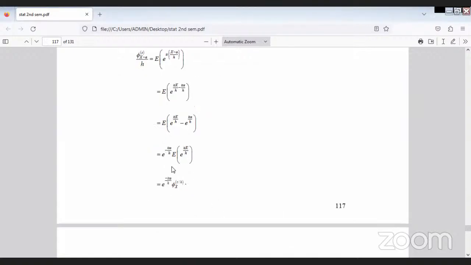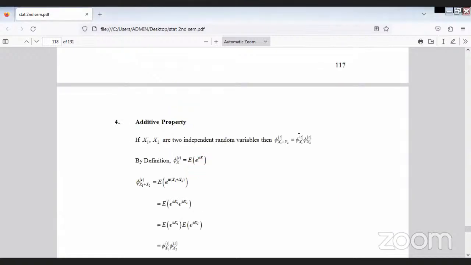So e power minus ita by h, and e power itx by h. So we can write here e power minus ita by h. Automatically we can take that e power itx by h is phi of x at t by h. So this is e power minus ita by h times phi of x at t by h.